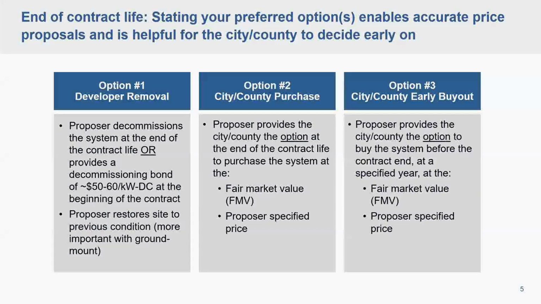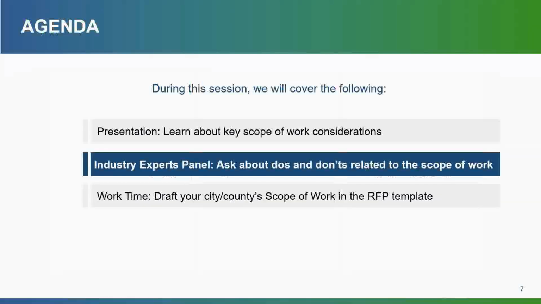The last option is probably an early buyout. So in the RFP, requesting that the developer provide the city or county the option to buy the system out before the contract end, but at a specified year. So let's say at year 7 and year 15, a specified buyout option, which would be determined by the fair market value or the specified price from the proposer. So these are some options that you could include in your RFP and could impact the price proposal that the developer or proposer submits. So now we can jump into the industry experts panel.